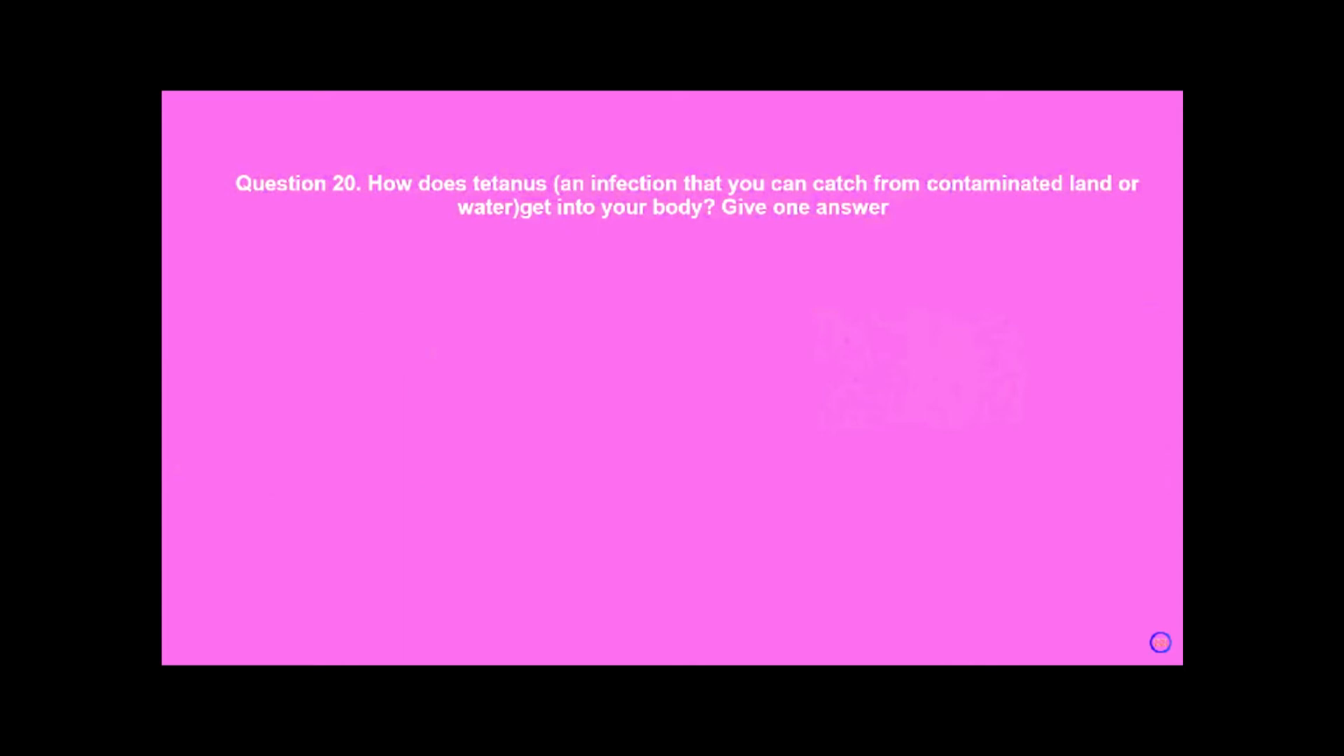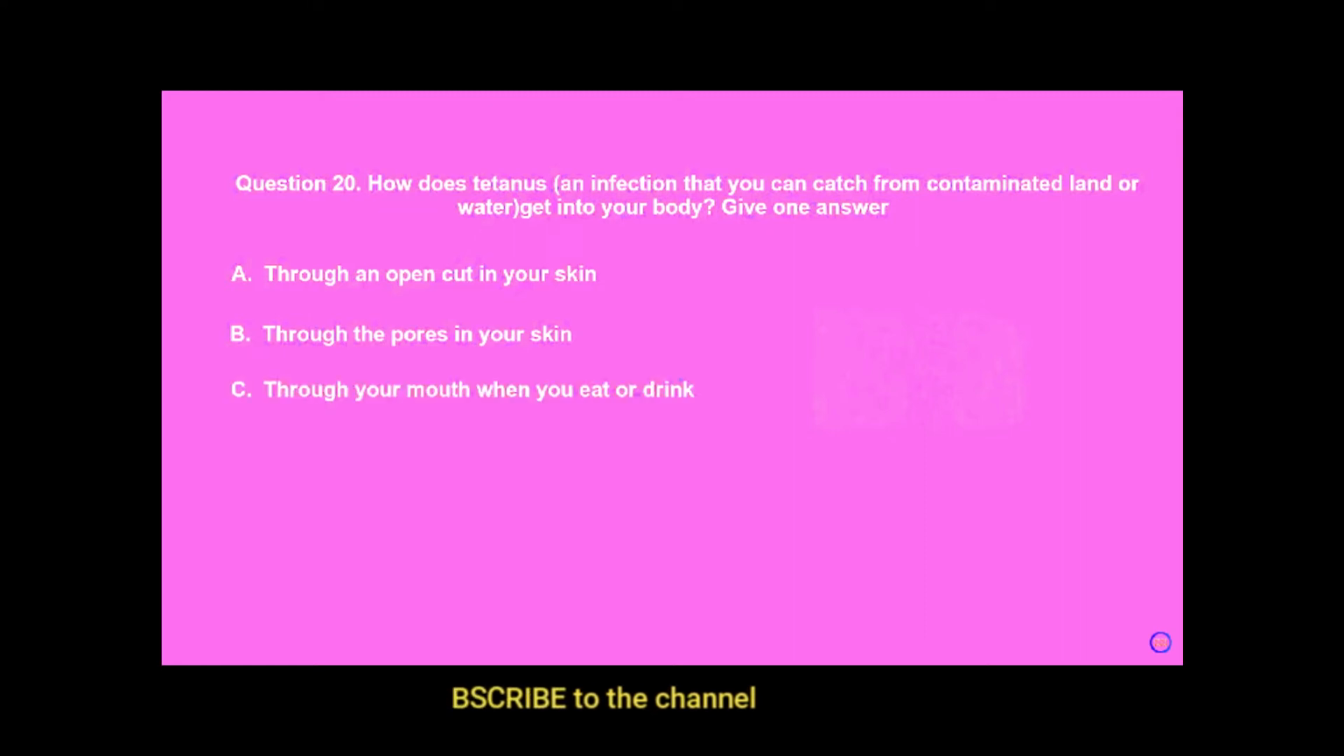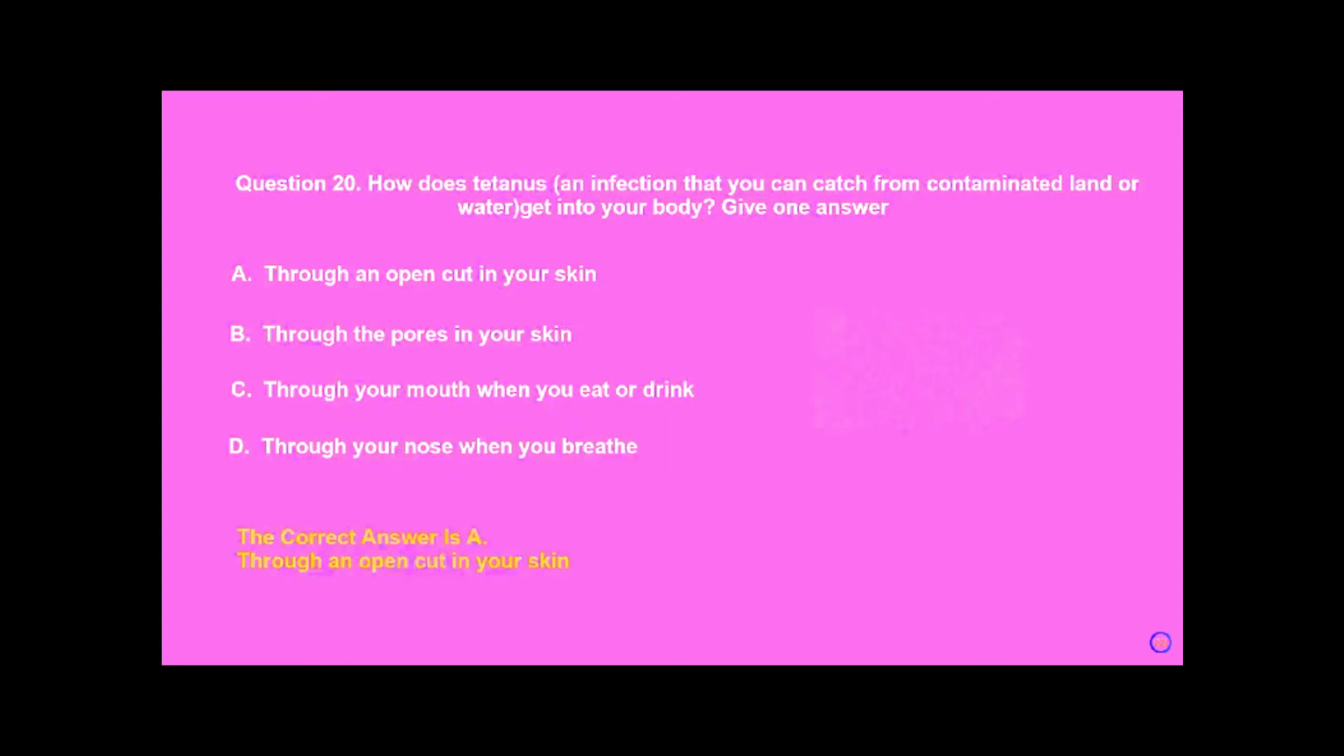Question 20. How does tetanus, an infection that you can catch from contaminated land or water, get into your body? Give one answer. A. Through an open cut in your skin. B. Through the pores in your skin. C. Through your mouth when you eat or drink. D. Through your nose when you breathe. The correct answer is A. Through an open cut in your skin.